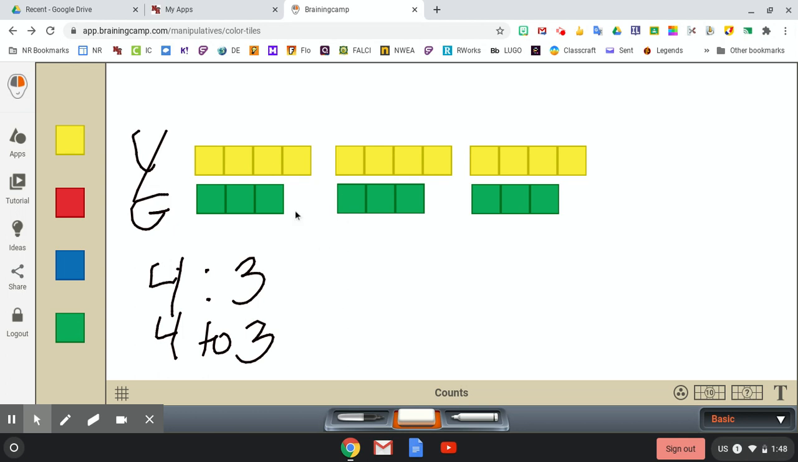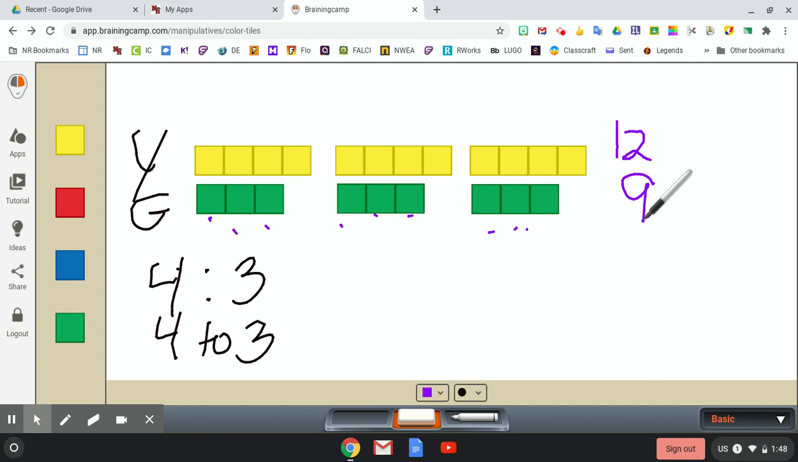So what did I do? I took this group, so I had this 4 here, and I multiplied it by 3. I made 3 groups. So here's a group, here's a group, here's a group. So I have 3 groups. Let's see: 1, 2, 3, 4, 5, 6, 7, 8, 9, 10, 11, 12. So now I have 12 yellow. Well, let's see how many green: 1, 2, 3, 4, 5, 6, 7, 8, 9. 12 to 9. These are what we call equivalent ratios.